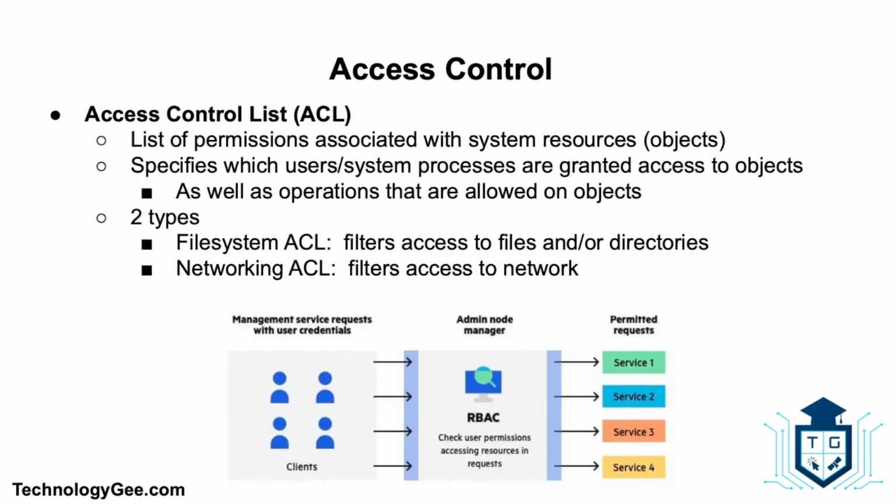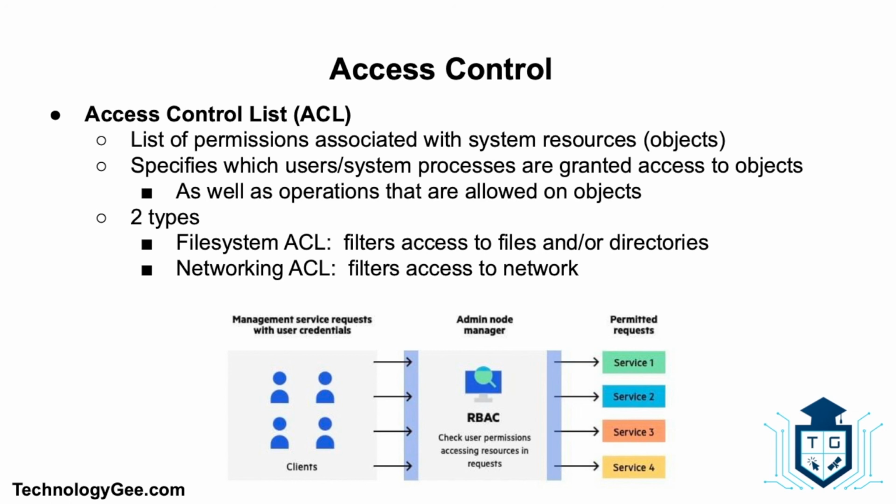And then we have an access control list. So an ACL, this is a list of permissions associated with a system resource or object. An ACL specifies which users or system processes are granted access to objects, as well as what operations are allowed on given objects. And there are two types of ACLs.